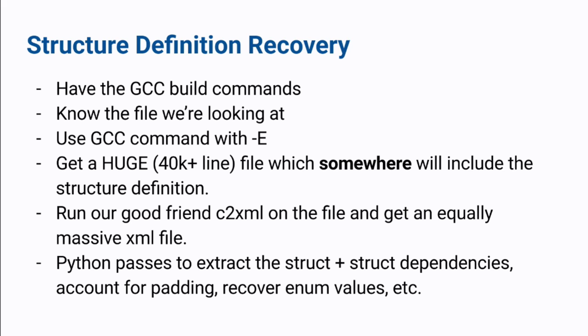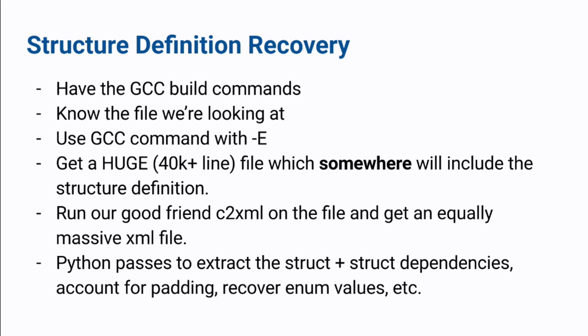So from there, we're going to run our good friend C to XML on the file. We're going to get some equally massive XML file. And then we're going to run a series of Python passes to extract the struct and any struct dependencies. Like I said, maybe the struct has pointers to other types of structs inside of it. If so, we need to know the definitions of those as well. And it's also going to do things like account for padding, recover enum values, etc.